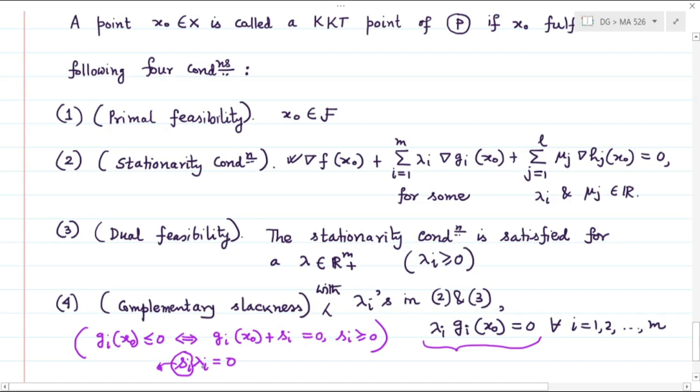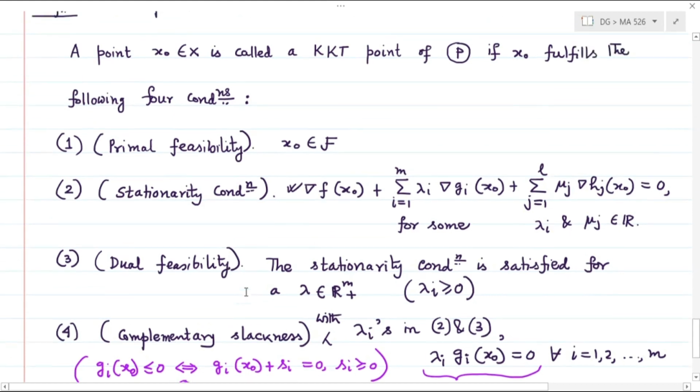So lambda i is complementary to si to get their product equal to 0, and that's why it is called complementary slackness. The lambda i's are complementary to the slack variables si to obtain the product of the slack variable and lambda i equal to 0. That means if si is equal to 0, then lambda i may or may not be equal to 0. However, if si is non-zero, in that case lambda i must be equal to 0. That is what it says.